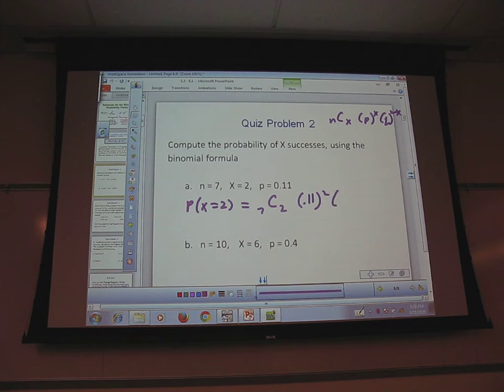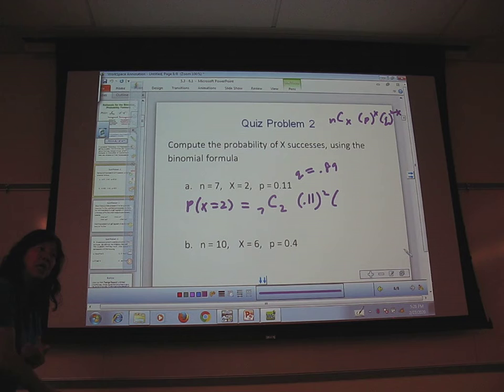And then if I have 11% success, what's the probability of failure? 89%. An easy way to find this is to think about, if I buy something for 11 cents and I give them $1, how much change should I get back? 89 cents. That's something we're all more familiar with. It's something we've encountered much more in our lives than this.